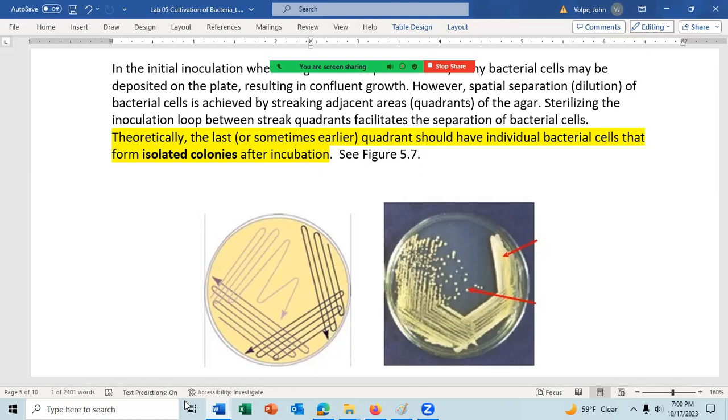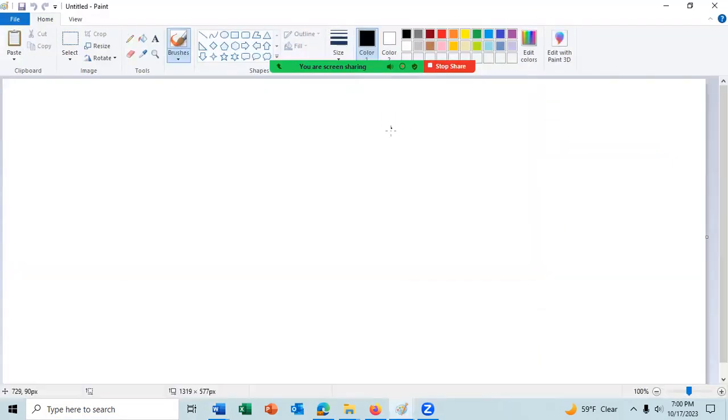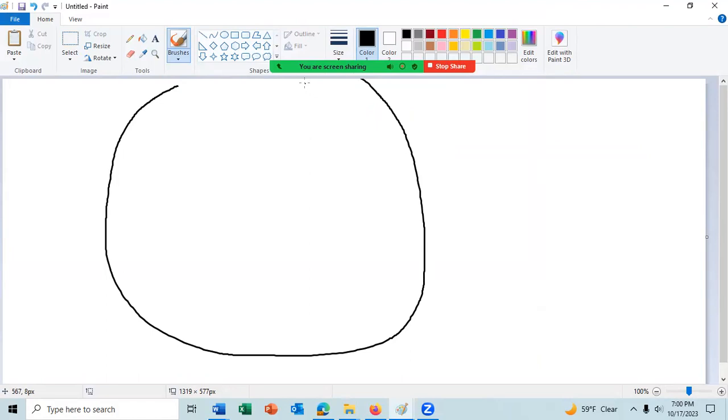And let me go ahead and demonstrate that, because this doesn't quite show it correctly. It's actually good right here, but everywhere else it's not really very good. So let me go through and show it. What you want to do is, we have a plate and divide it into, boy, that's not very round, divide it into quadrants.